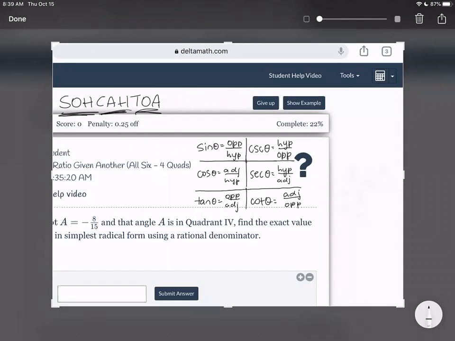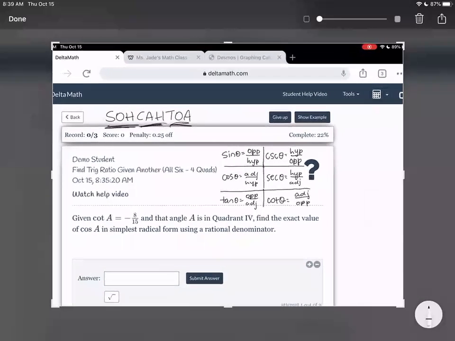All right, so let's get on to our question. As you can see, they're already giving us cotangent, which is one of the other three that we were not doing in the previous example. So cotangent is, according to our chart, adjacent over opposite, being -8 over 15. I'm also going to draw the circle, of course. Let's draw it here, where I have space.